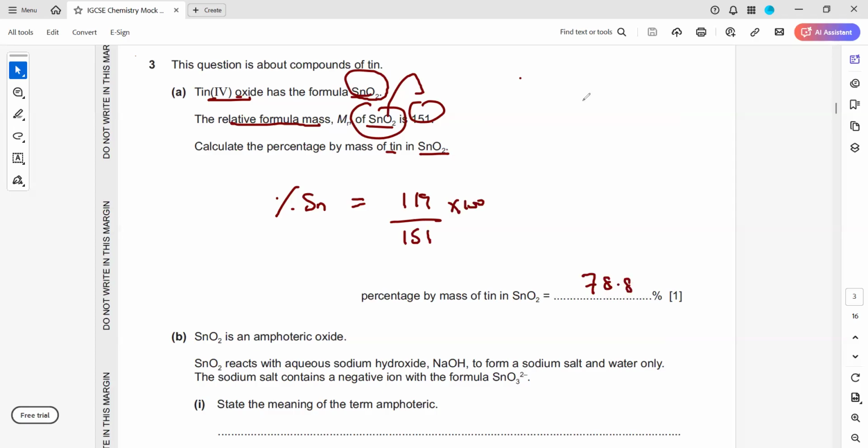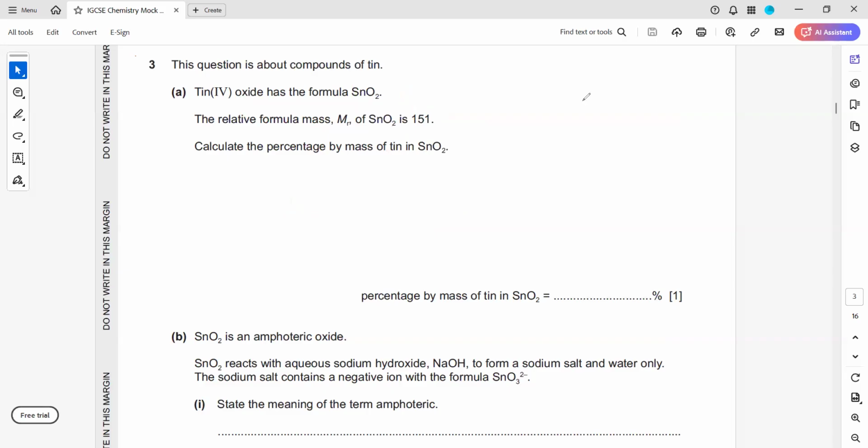78.8%. You did it upside down. You put the numerator over the denominator. Percentage cannot be more than 100. The denominator should be larger than the numerator, because the thing is the theoretical yield. The percentage should be less than 100. So the numerator should be smaller than the denominator.